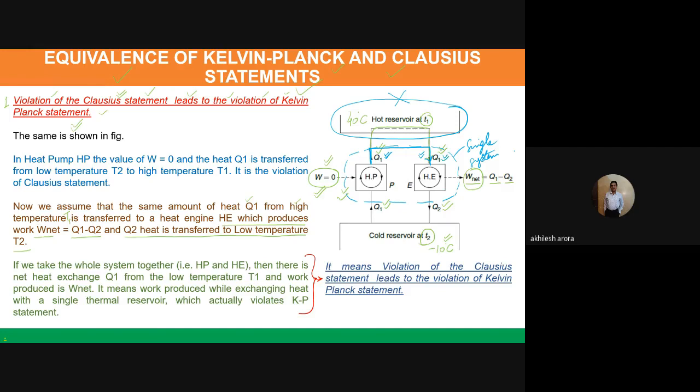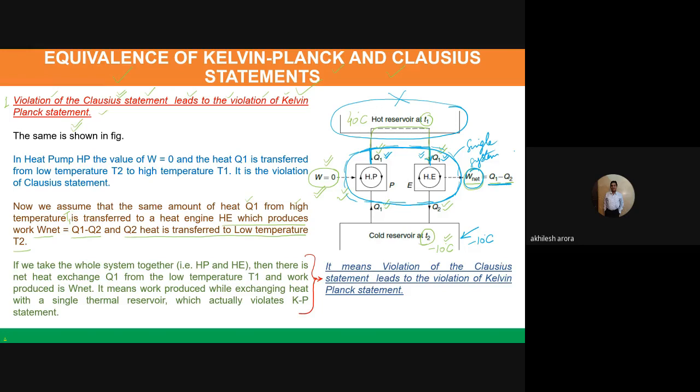Now you see what is actually happening. When you see this system in totality, what is happening in this particular case? This system is interacting only with this particular reservoir which is at the low temperature of minus 10 degrees Celsius. So it's only one reservoir, and then it is producing net positive work also. So this is the work which we are getting from it.